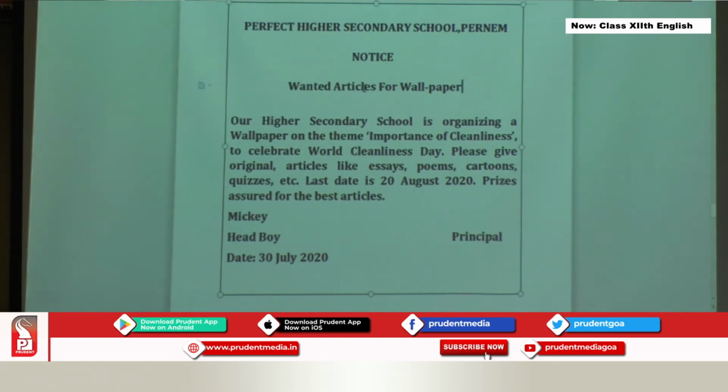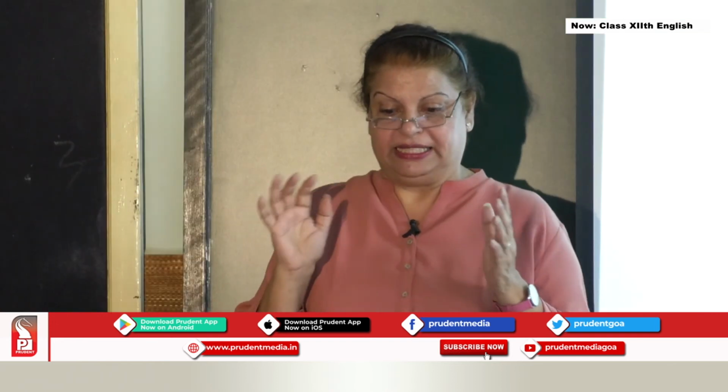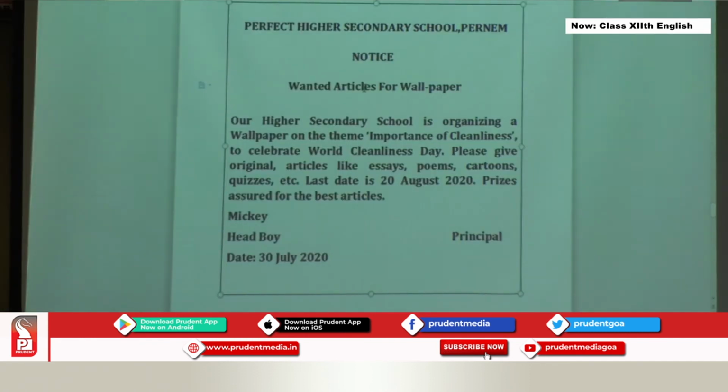As you can see, the first letter is in capitals, the rest is in small. And then of course you leave a line, the notice. Look at the wording of the notice. Our higher secondary school is organizing a wallpaper on the theme Importance of Cleanliness to celebrate World Cleanliness Day. Please give original articles like essays, poems, cartoons, quizzes, etc. Last date is mentioned and assured prizes become an attraction.